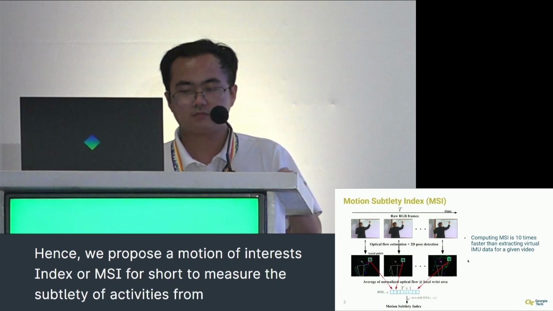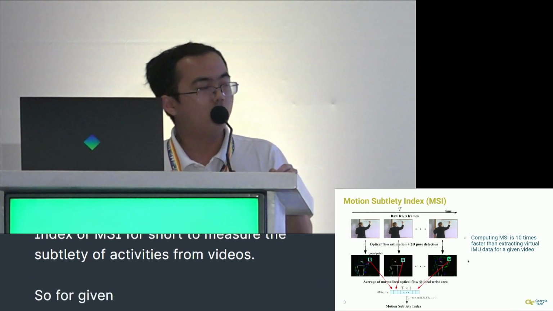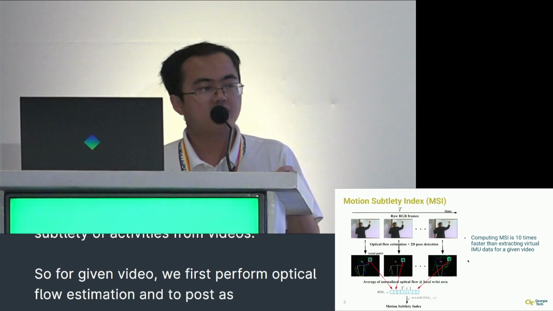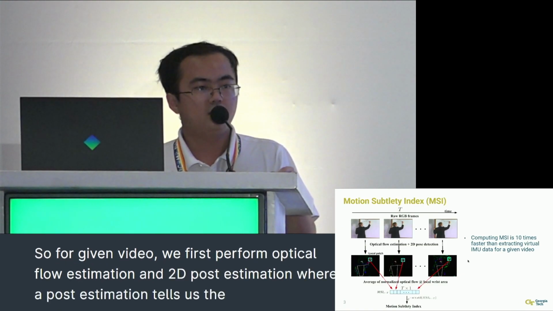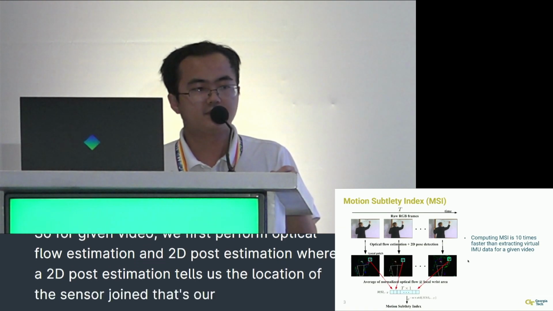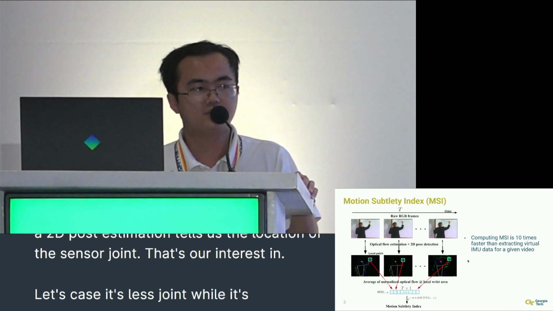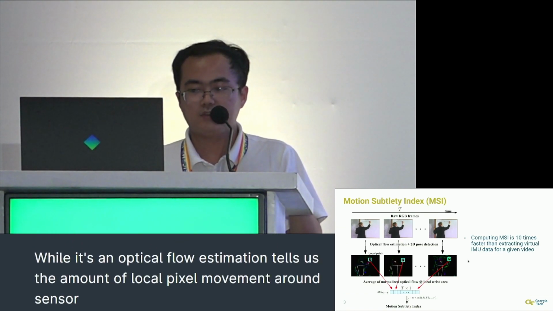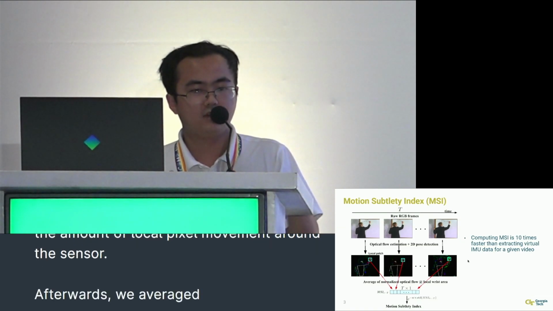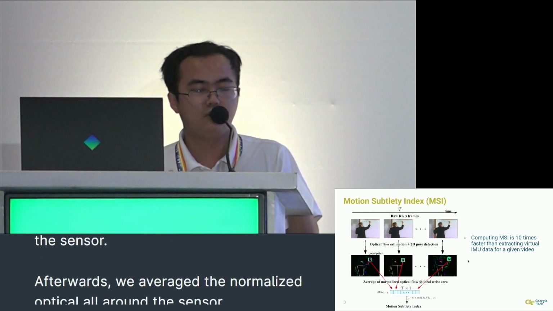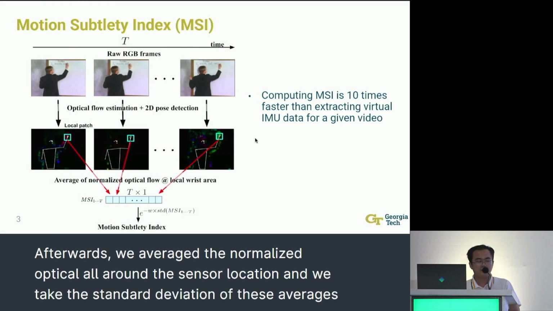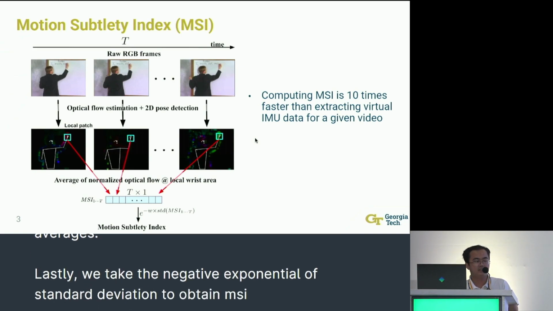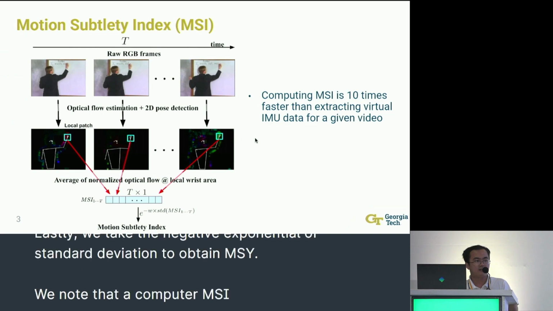For a given video, we first perform optical flow estimation and 2D pose estimation, where the 2D pose estimation tells us the location of the sensor joint that's of interest. In this case, it's the wrist joint, while the optical flow estimation tells us the amount of local pixel movement around the sensor. Afterwards, we average the normalized optical flow around the sensor location, and we take the standard deviation of these averages. Lastly, we take the negative exponential of the standard deviation to obtain MSI. We note that computing MSI is 10 times faster than extracting virtual IMU data for the same video.